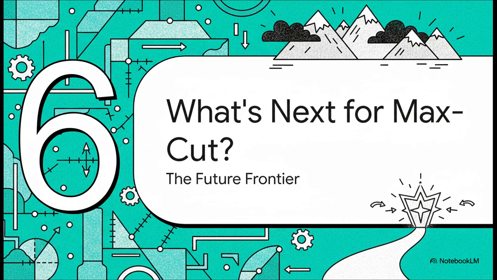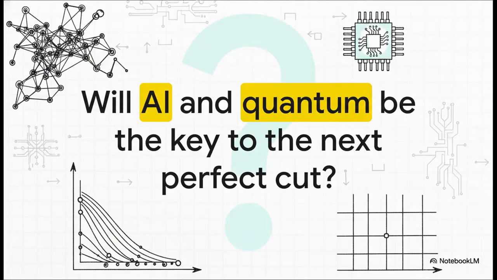But the story's never really over, is it? The challenges are always getting bigger and more complex. I mean, think about it. Our world is only getting more interconnected, more complex. The networks, the chips, the AI of tomorrow, they're going to be represented by graphs that make the ones we saw today look tiny. So the question isn't just if we can solve them, but how. Will it be with even smarter divide and conquer algorithms like the one we just saw? Or are we going to need a totally new way of thinking, maybe something powered by AI or even quantum computers, to find that next perfect cut?